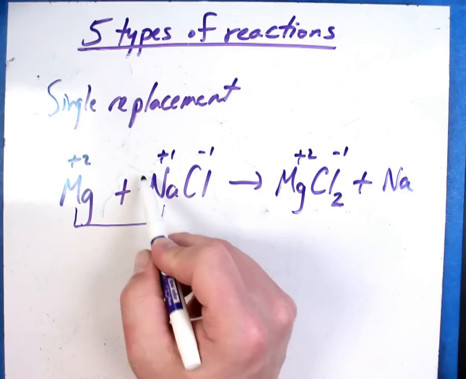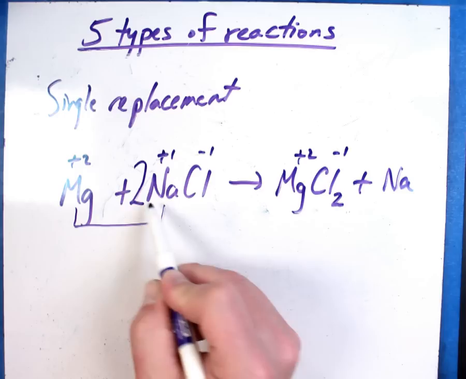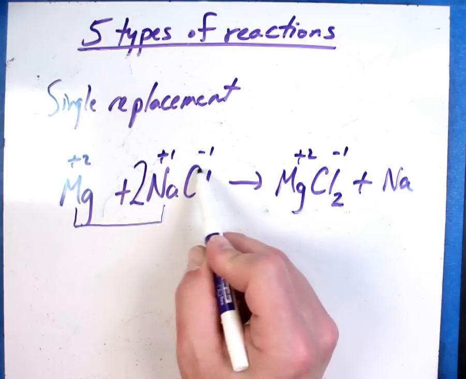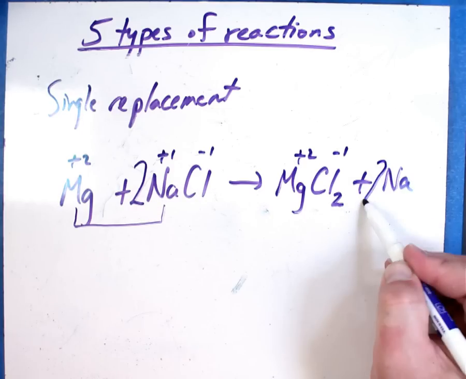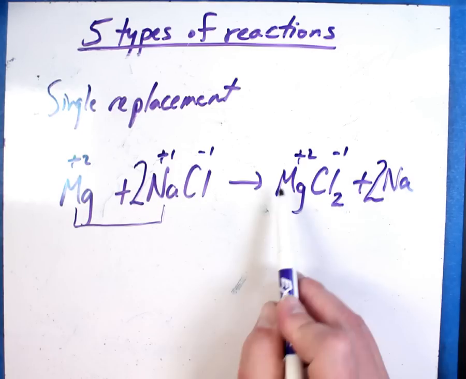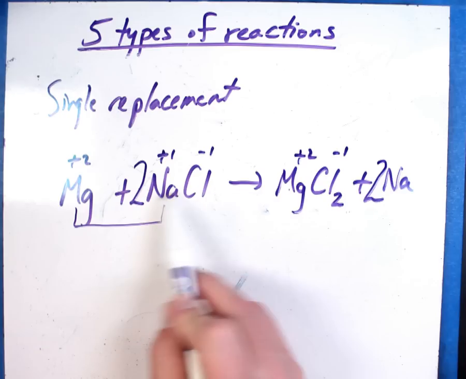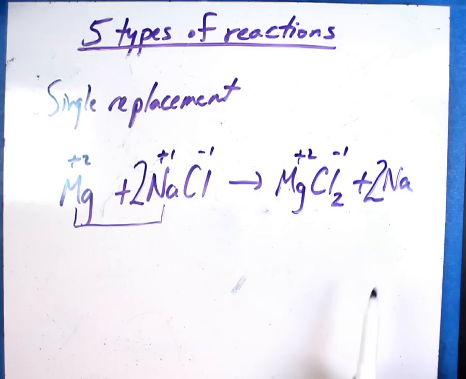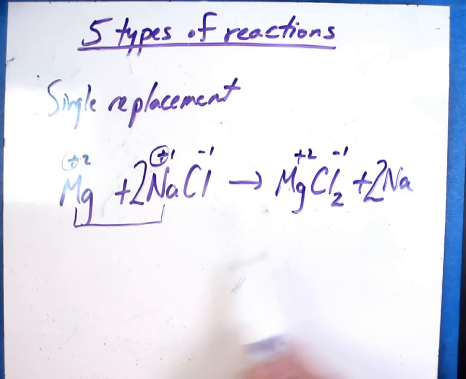2 chlorines means I need a big 2 here. I can't put the little 2. I need the big 2 out front, so I have 2 chlorines by the distributive property. Now I have 2 sodiums, which means I need a 2 here. I have 1 Mg, 1 Mg, 2 Na's, 2 Na's, 2 Cl's, and 2 Cl's. There's the balanced reaction. Single replacement. As soon as you figure out plus and the plus, you just switch their places, make your 2 new partners, and you got it figured out.